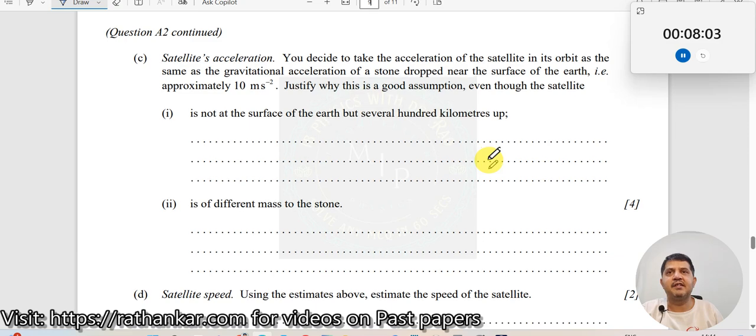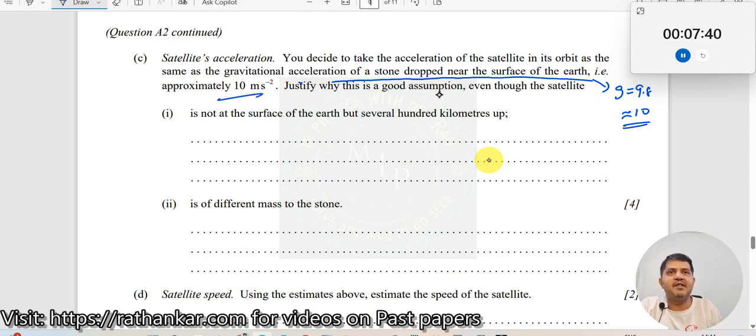Next question. Satellite accelerations. You decide to take the acceleration of the satellite in its orbit as the same as the gravitational acceleration of a stone dropped near the surface of the earth. What is the acceleration of a stone dropped near the surface of the earth? This should be g is equal to 9.8 or nearly 10. Okay, that's approximately 10. Oh, it's already given.